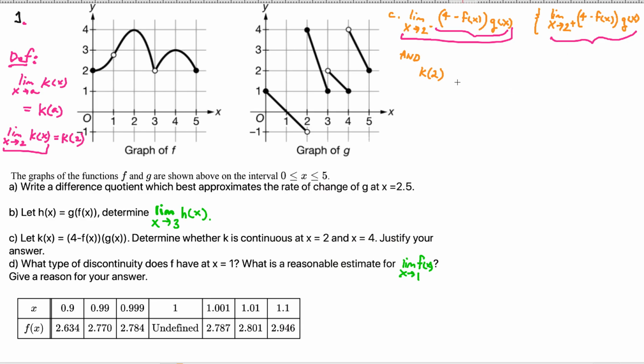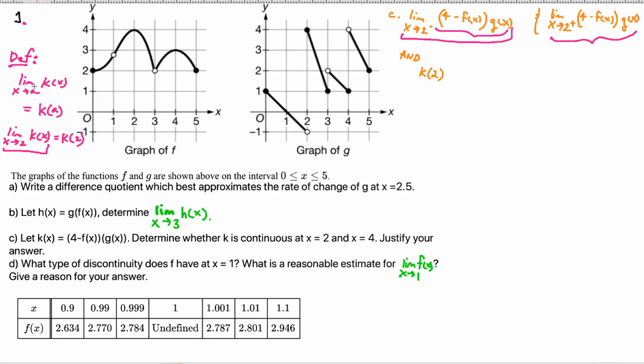If they're not, then I know that this limit does not exist, which means it cannot equal k of 2, which means that k cannot be continuous at 2. If this doesn't exist, it can't equal anything, and this equality won't be true. This means if this equality is true, then k is continuous at a. If k is continuous at a, then this equality is true. That's the definition of continuity.